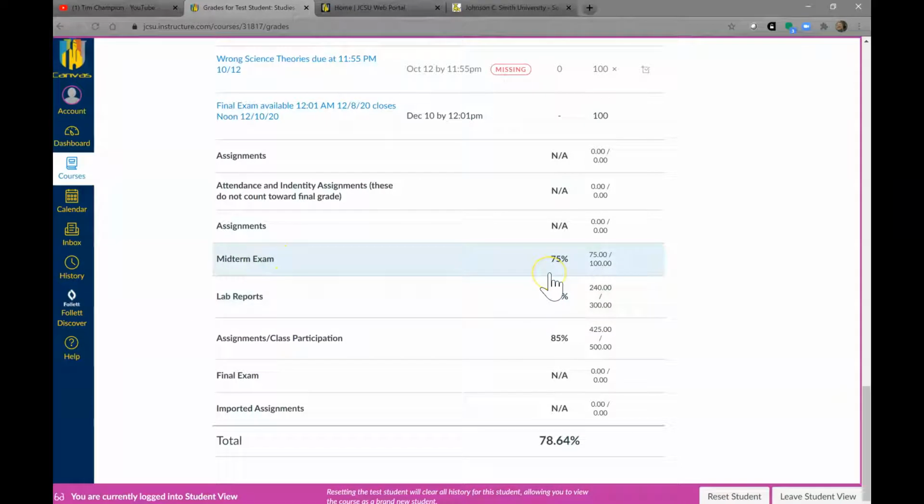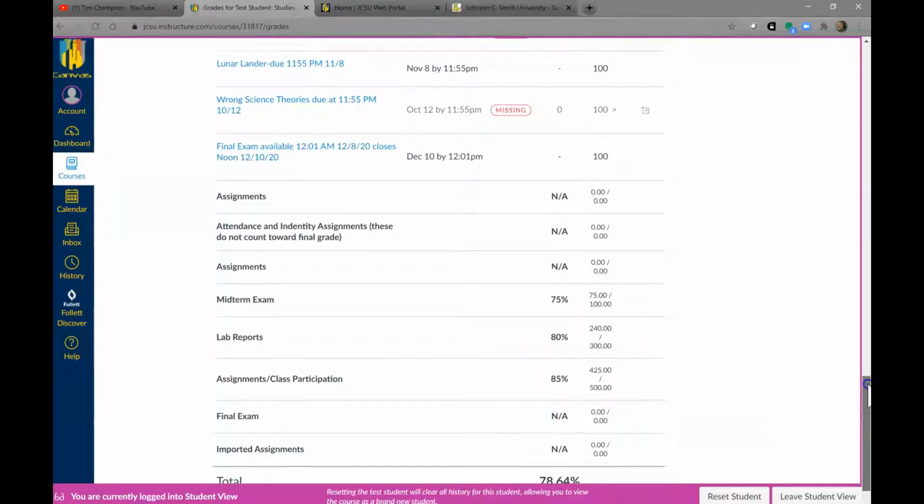So like midterm exam is a single grade, and test student got a 75 on the midterm exam, and then lab reports, this student has an 80% so far, and then assignments and class participation 85%. Field exam, final exam, obviously we haven't done yet. And then some of these other things don't count. These two confusing other assignment things, and this attendance and identity, those are all, I think, zeros, and imported assignments is zeros. Those categories are just in there, and I can't get them out right now.